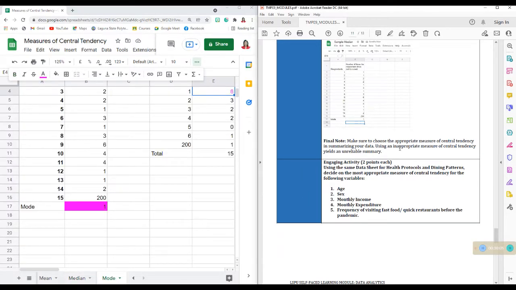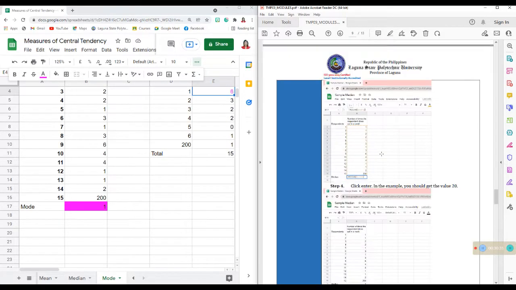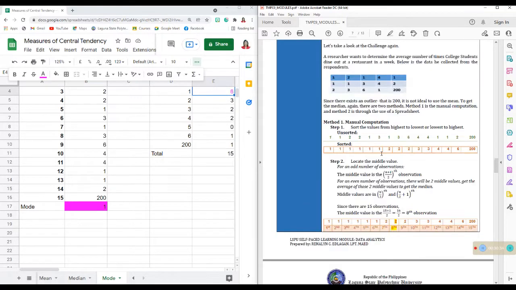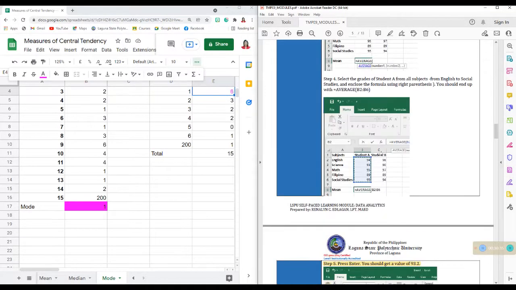Now, I have a final note here. So, make sure to use the appropriate measure of central tendency in summarizing your data. Using an inappropriate measure of central tendency yields an unreliable summary. So, I hope from this final note, you were able to answer the learning guide questions. Okay? So, balikan nga natin yung learning guide questions before we end this video discussion.